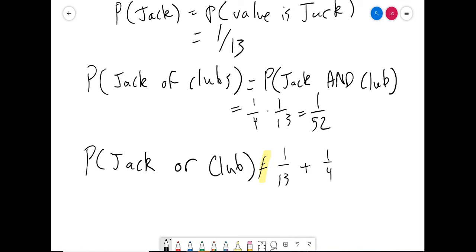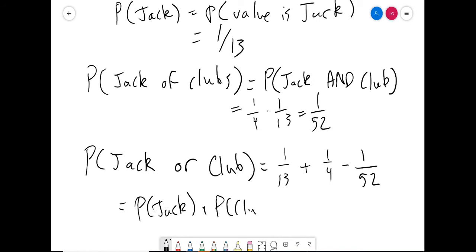But the jack of clubs isn't more likely just because it's a jack and a club, right? It's still equally likely, a 1/52 chance of getting a specific card. So we need to subtract the joint probability. Now I can reset this and say this is equal to the probability of a jack plus the probability of a club minus the probability of a jack of clubs.